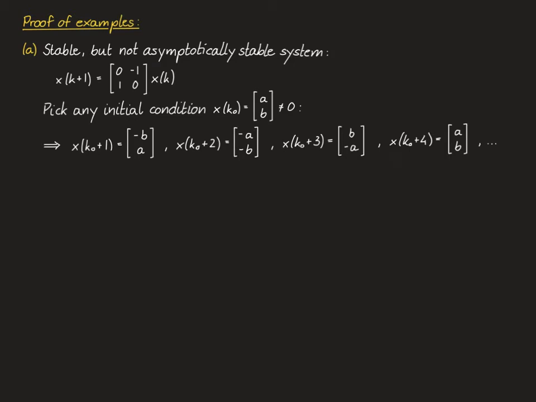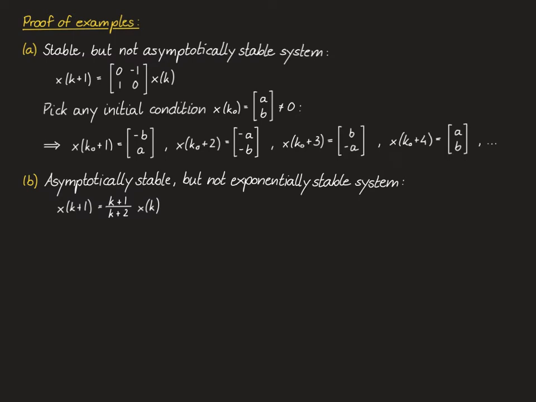Now we see that if the initial condition is close to the origin, so a and b are small, then the entire state trajectory will stay close to the origin for all times k, but it will never converge to the origin.